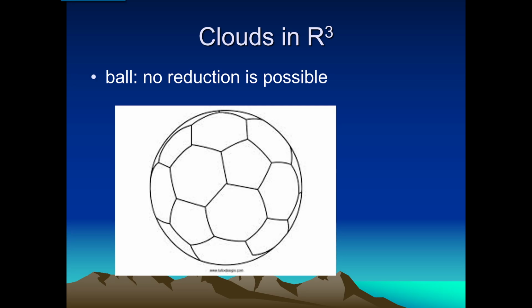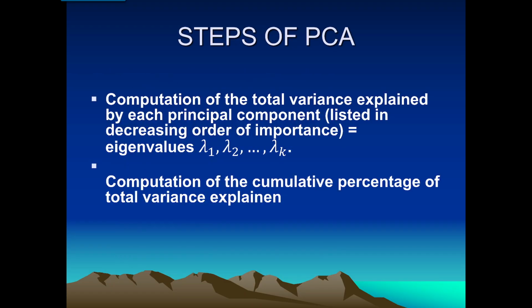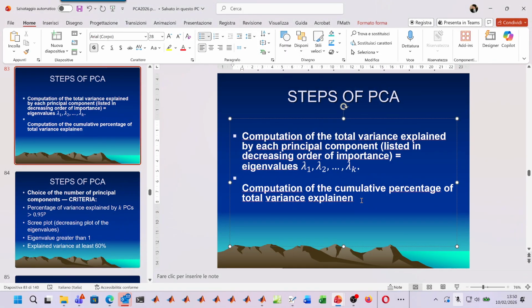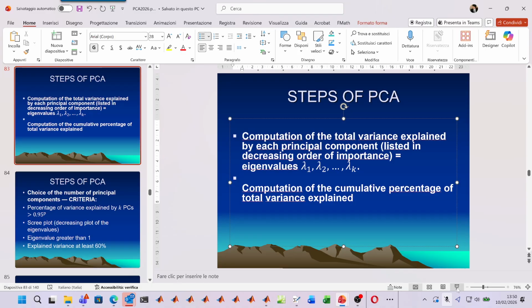So therefore, check the correlation. Compute the total variance which is explained by the components, therefore compute the eigenvalues, and compute the cumulative percentage of the total variance which is explained.